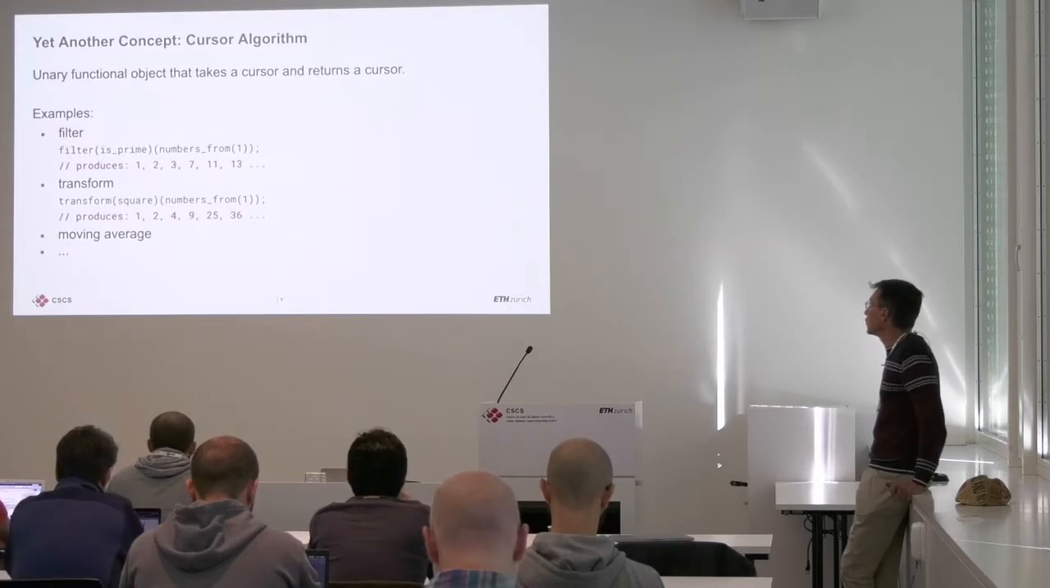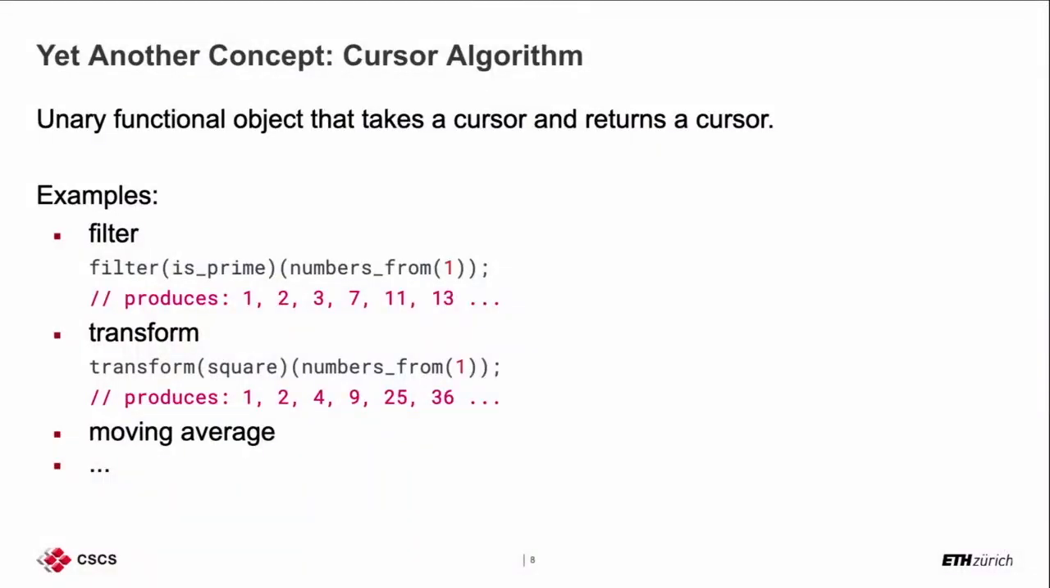So returning back to this new concept, well, we can do a lot. We can do filter, for example, that just takes input cursor and filters the element according to the predicate, like in this example. We can do transform that takes some factor and applies it to each number of input cursor. We can do moving average and a lot of things.